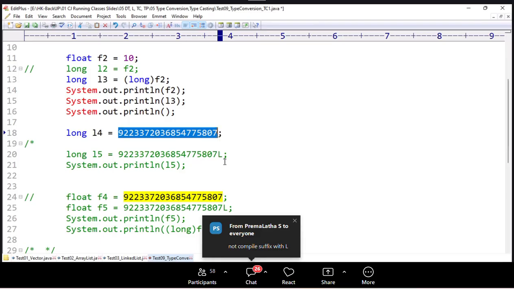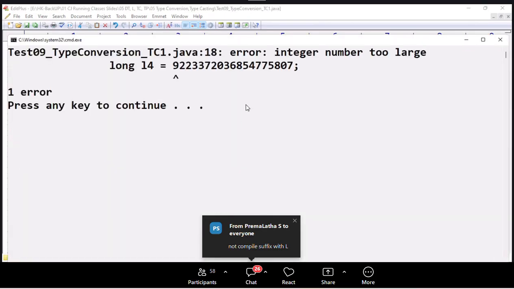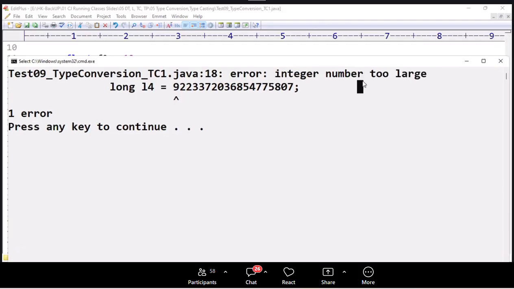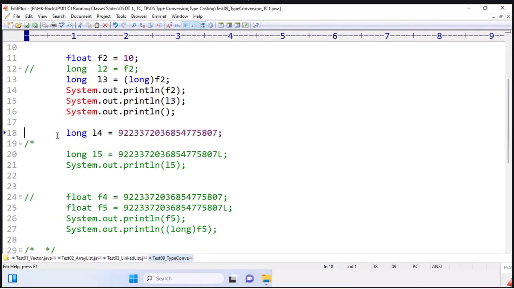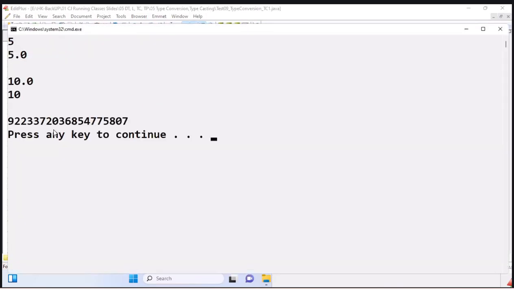A large number, if you use it in the program, you must suffix with an L. Otherwise the compiler throws an error: integer number too large. Then how to use a long max value? By using the suffix L. Now it compiles successfully, and that large number is printed as it is.